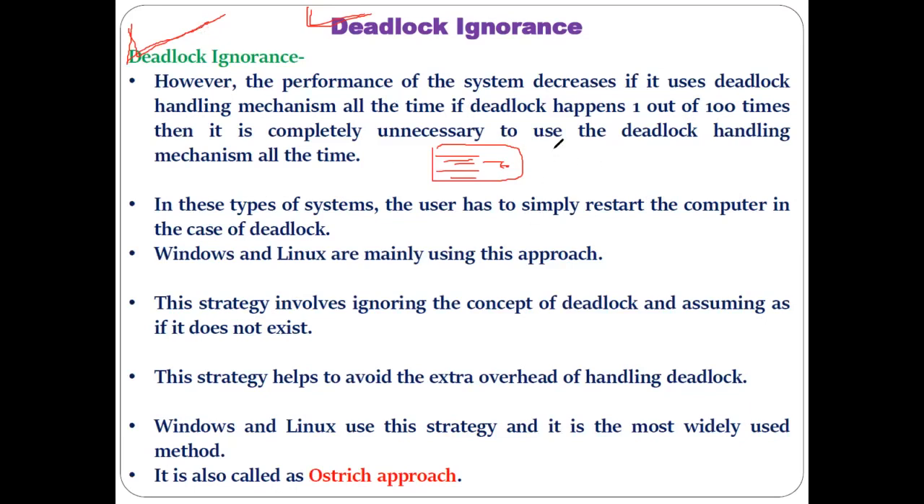Understood? So in case of the normal users, a deadlock generally occurs one time out of 100 times. For that one time, it is not necessary to apply the deadlock mechanisms that we have discussed, like deadlock prevention, deadlock avoidance, deadlock detection. So there is no need to apply this kind of approach when a deadlock occurs in case of the general users of the computer.